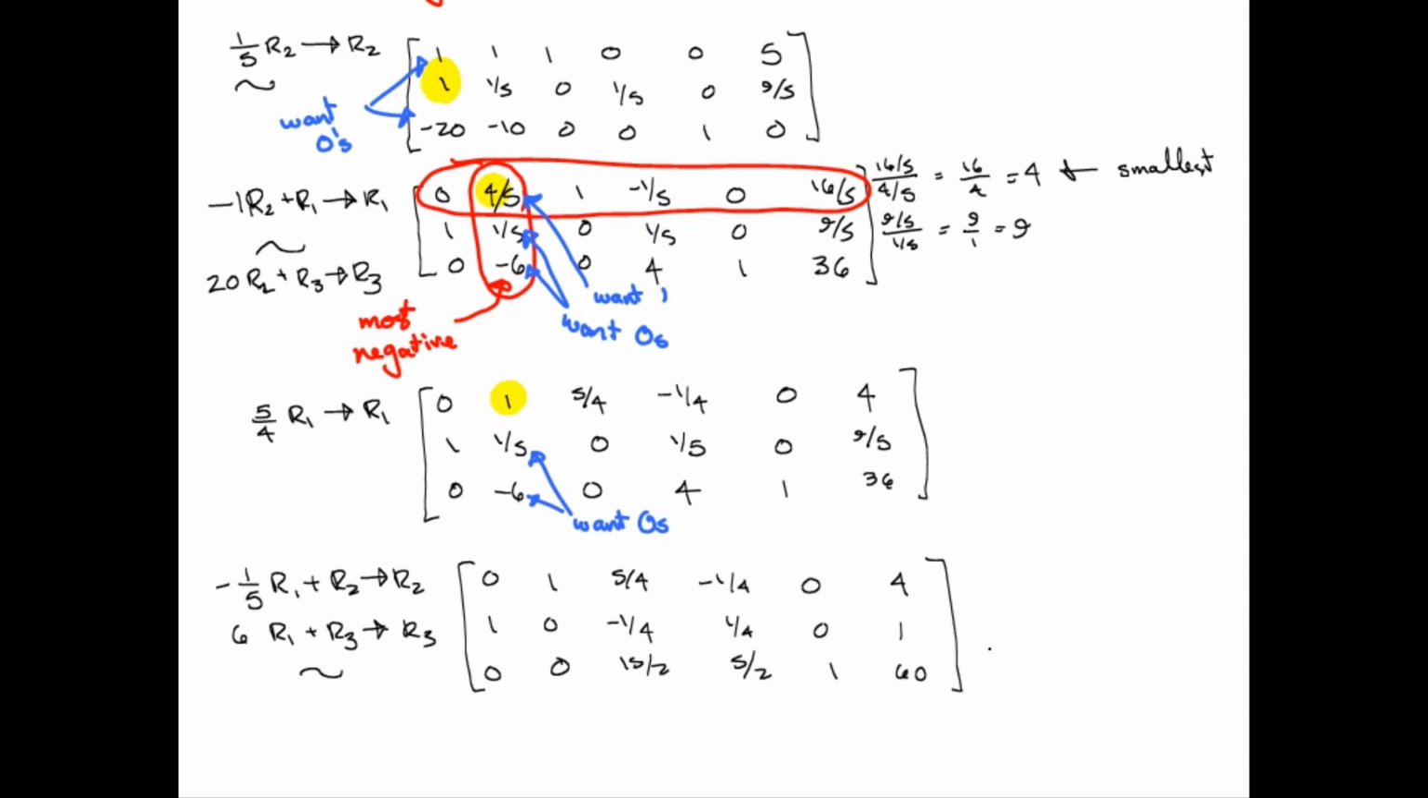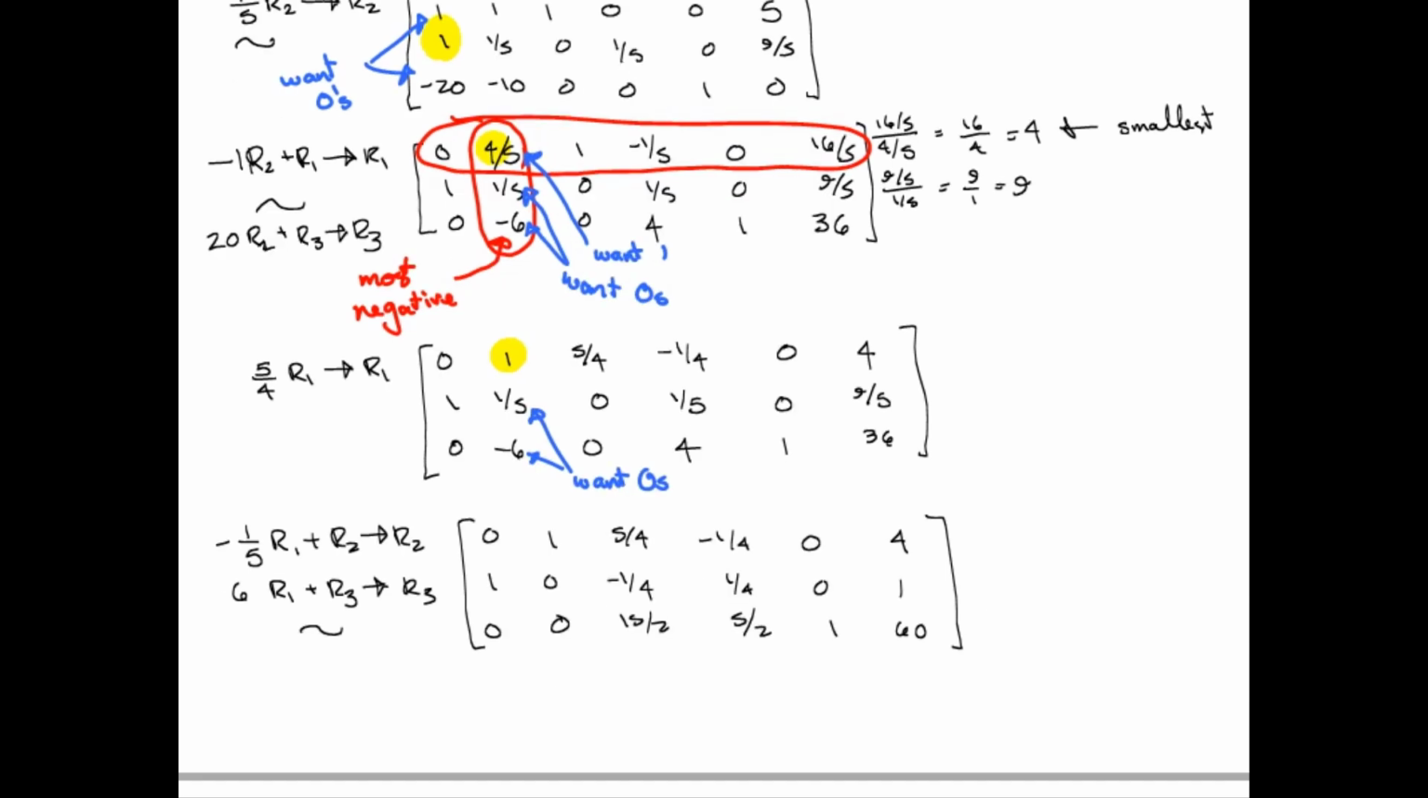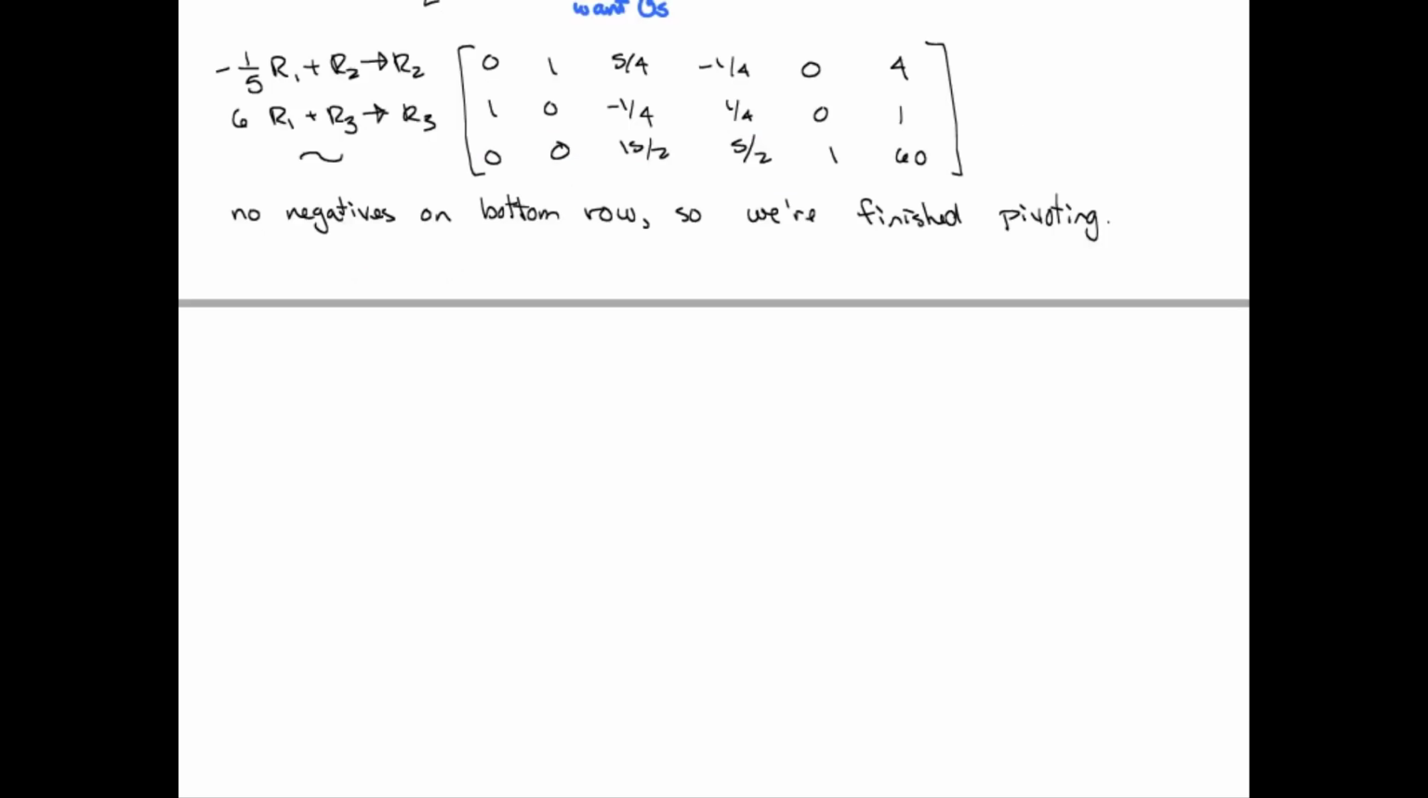Okay, now how do we decide if we are done? There are no more negative numbers on the bottom row. And so that means we are finished pivoting, and we just need to write the solution. Okay, so we have finished pivoting. Now we need to write the solution.